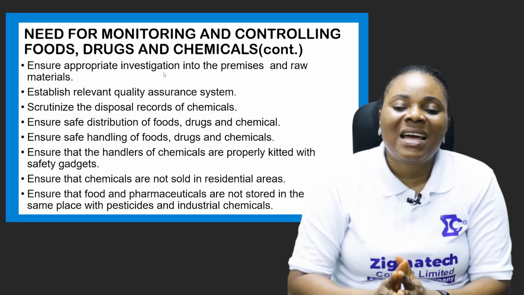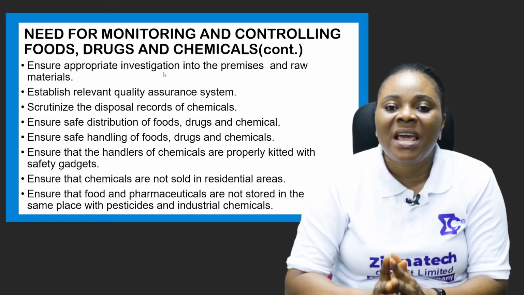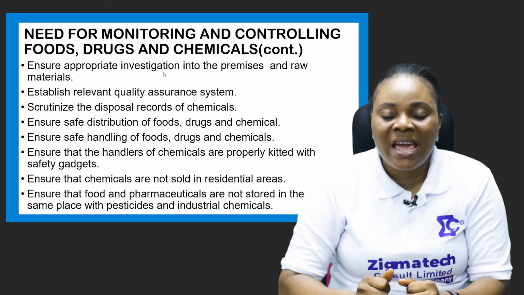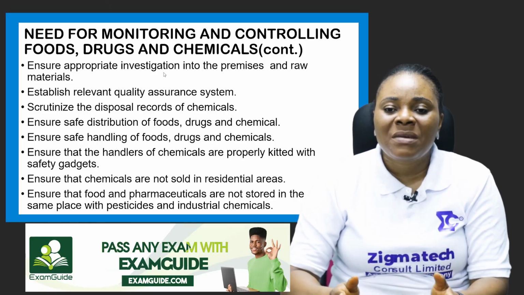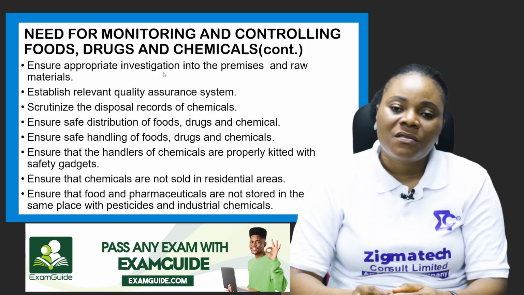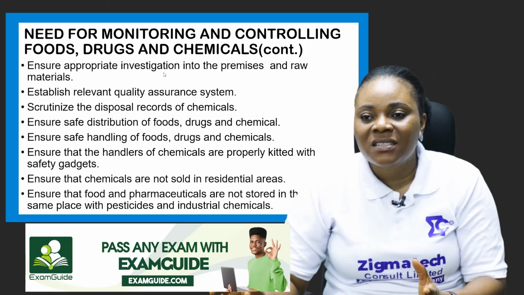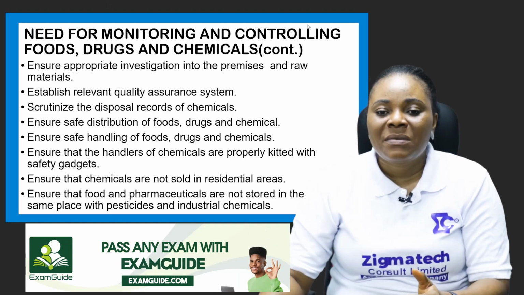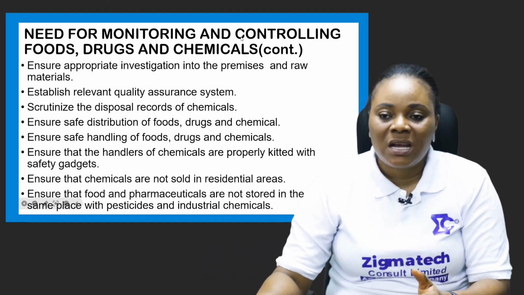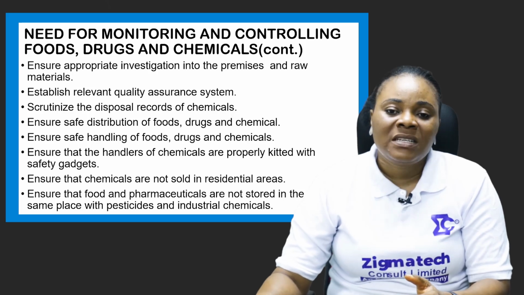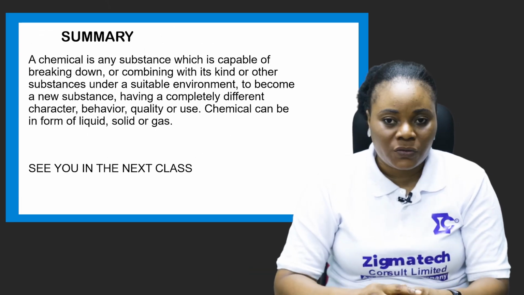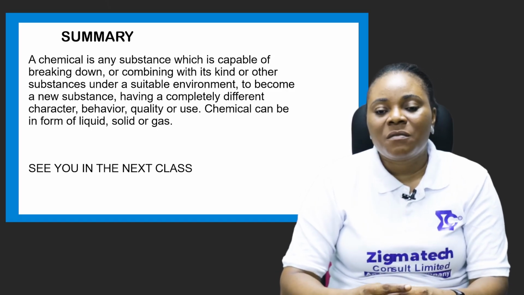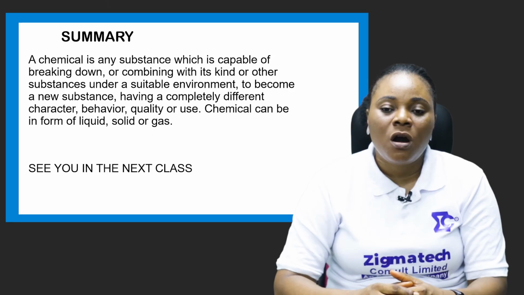So these are the things that NAFDAC ensures are in place so that food and drugs can be safe for our own use, and also chemicals are used in the right way. These are the needs, these are the reasons why the monitoring and the control of food, drugs, and chemicals is important. They are important for our safety and they are important for our own use. So with this, we come to the end of the lesson, the need for monitoring and control of chemicals.